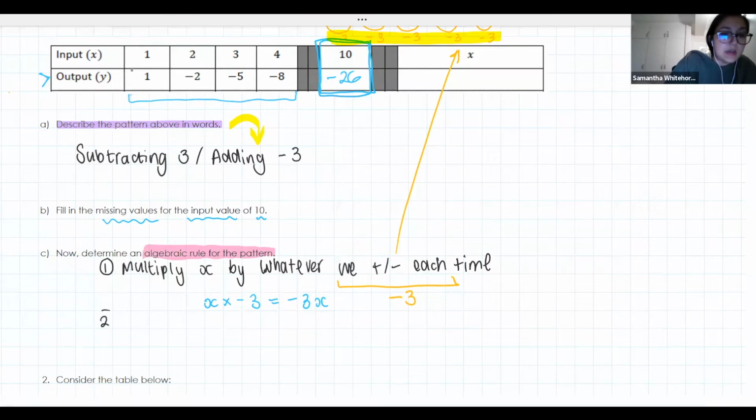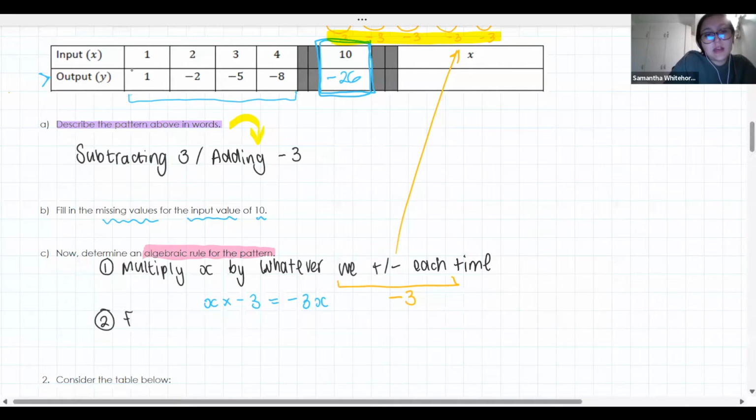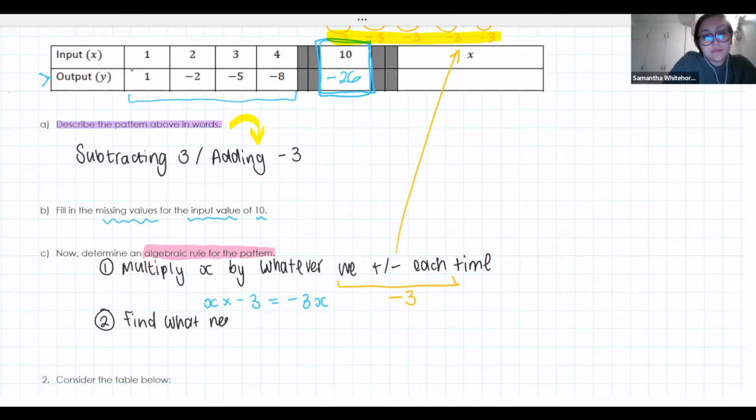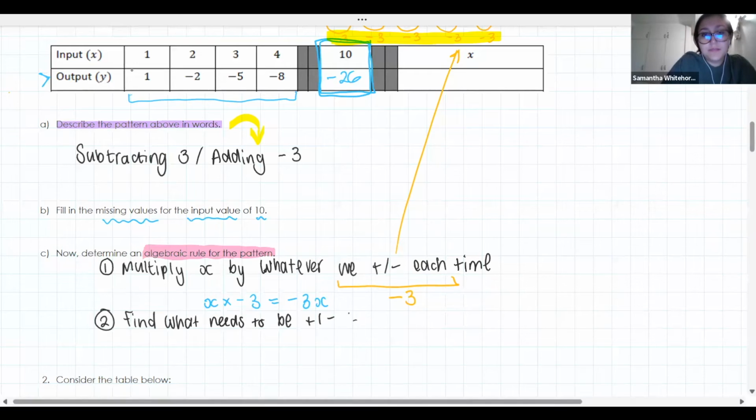The next thing that we want to do is find out what we need to still add or subtract to this product to get the desired output. So find what needs to be added or subtracted. It could be either, to the product to get the output we want.